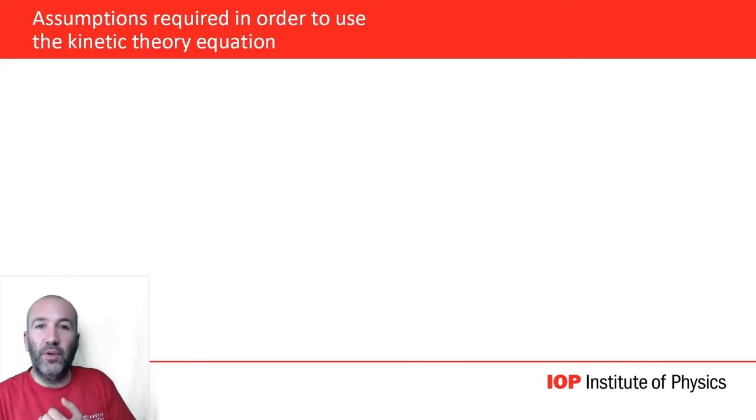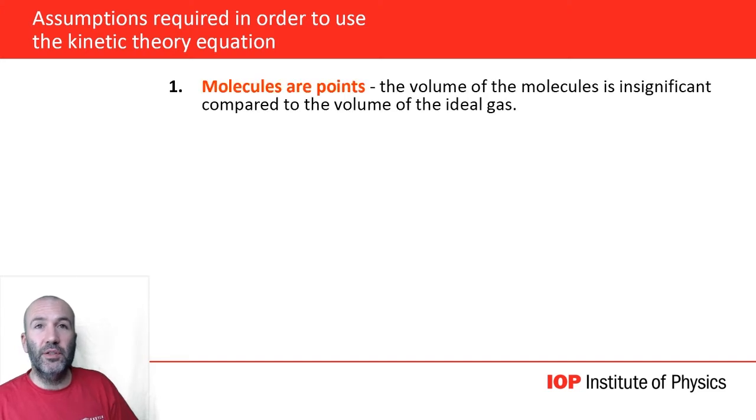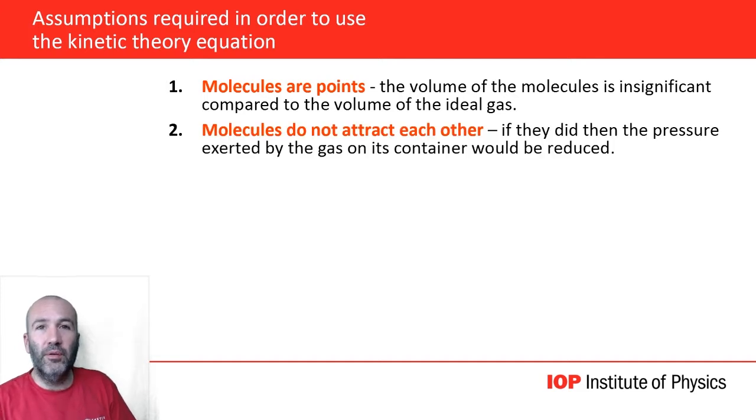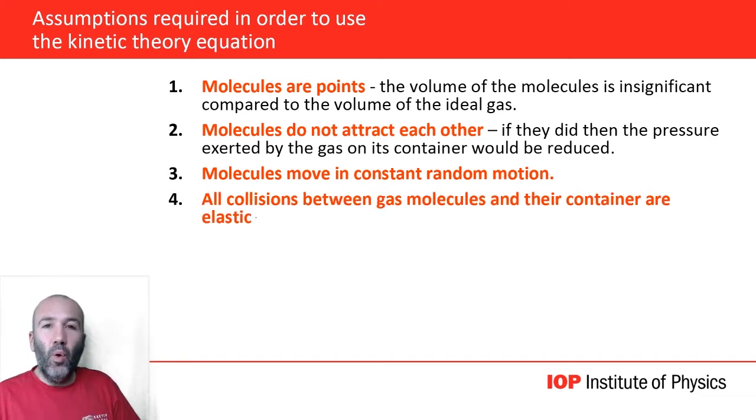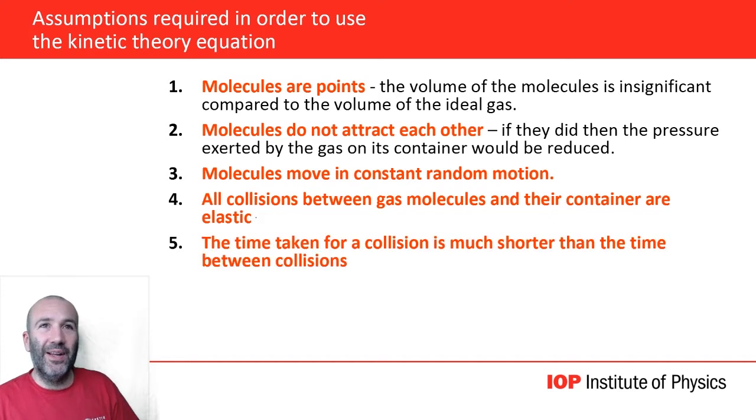So, as we've done quite a few times, let's start with our definitions because they're so important. Molecules are points, they don't attract each other, they move with a constant random motion. All of the collisions between the gas molecules and their container are elastic. And now we're going to add in a couple more. The time taken for that collision must be very small by comparison to the time between all of the collisions.